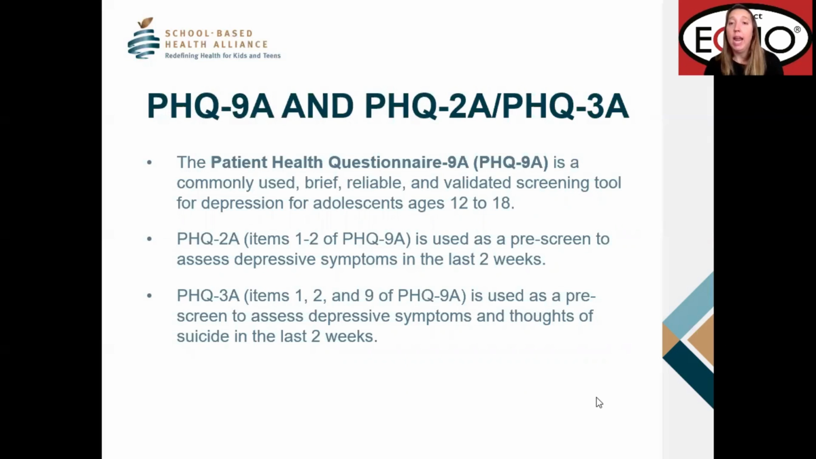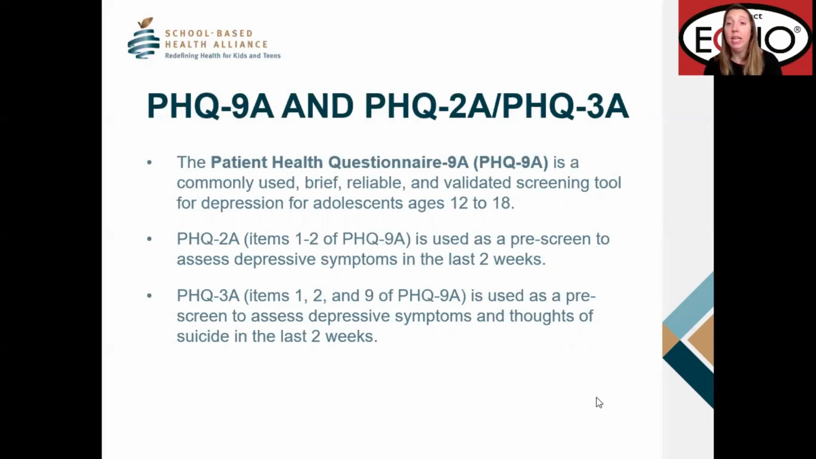And the PHQ-9A has 9 items and takes about 2 to 3 minutes to complete. It's available in paper form as a clinical interview or as a self-administered tool. The PHQ-2A is comprised of items 1 and 2 of the PHQ-9A, and it's used as a pre-screening tool to determine if the full PHQ-9A is necessary. And these items focus on depressive symptoms in the last 2 weeks.